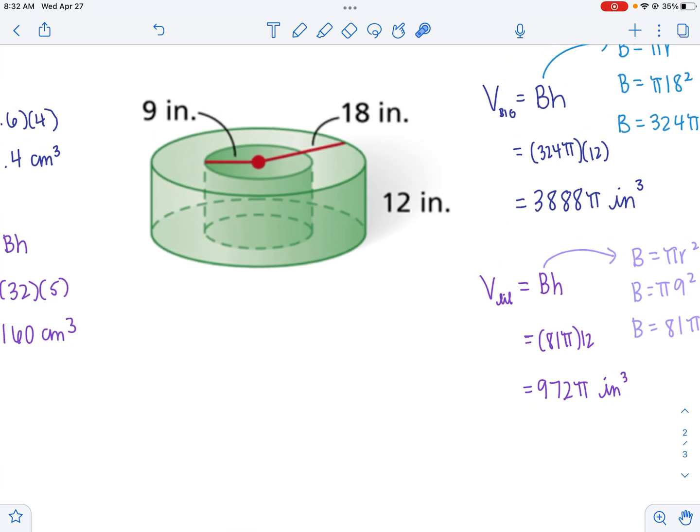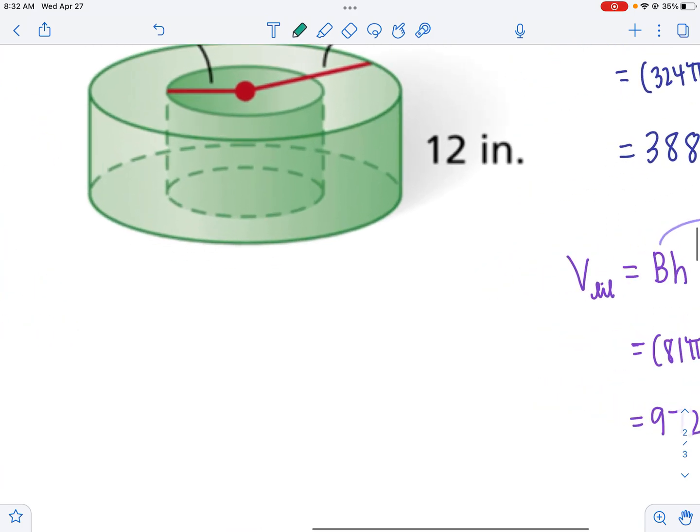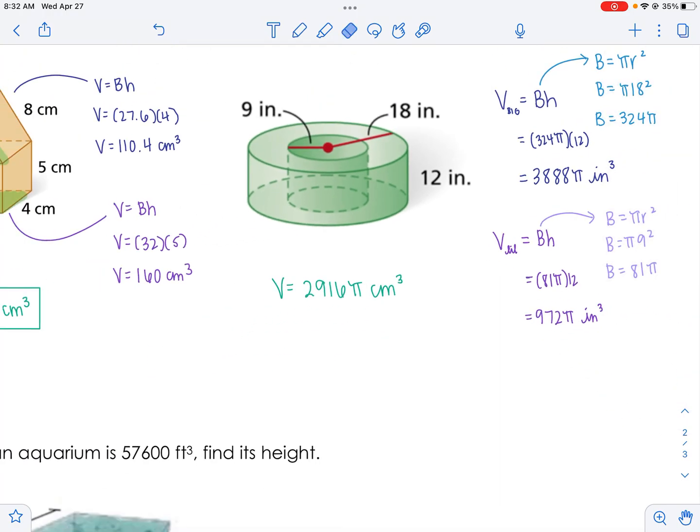So if I subtract those two values, I'm going to get 2,916 pi centimeters cubed. Inches, my bad. I don't know why I've been saying centimeters. Inches cubed. And that would be the volume of the paper towel roll.